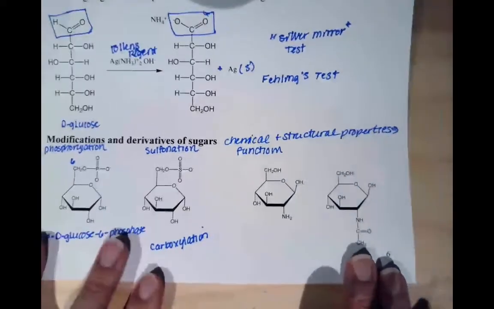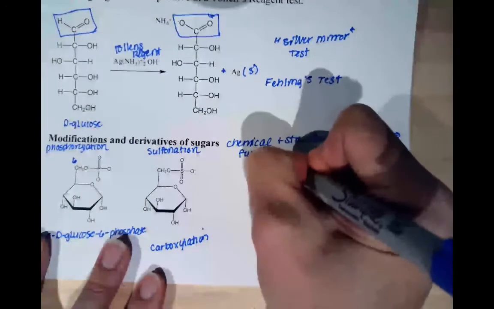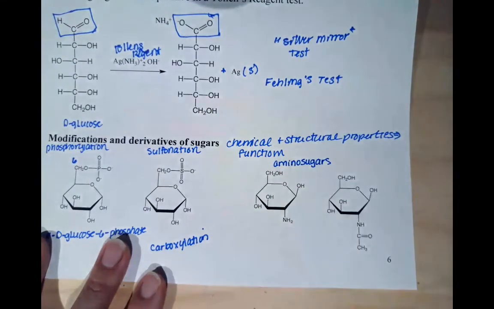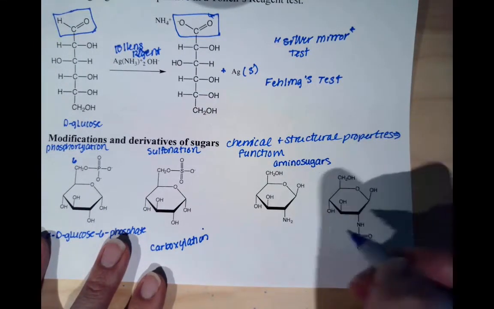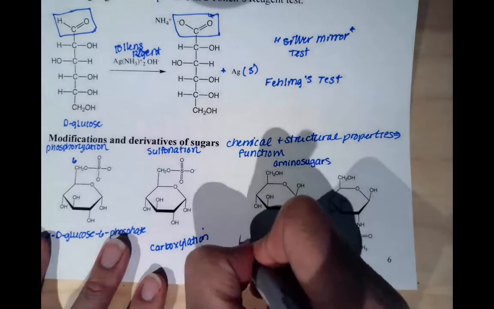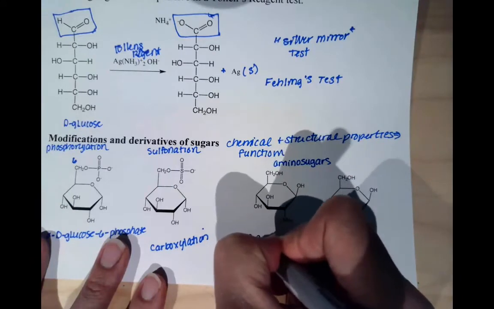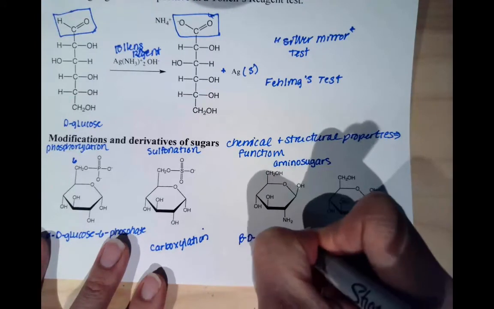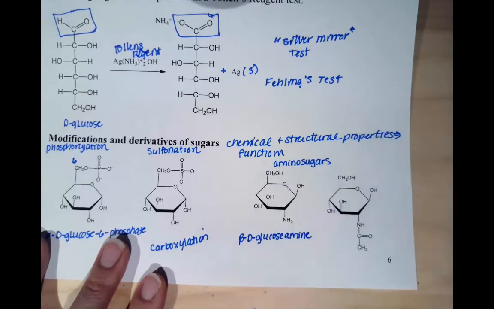You can have amino sugars. So this is where an amino group is substituted. Here we have an amino group substituted at carbon number 2. This is beta D-glucosamine. You might have heard of beta D-glucosamine being used in joints and cartilage.